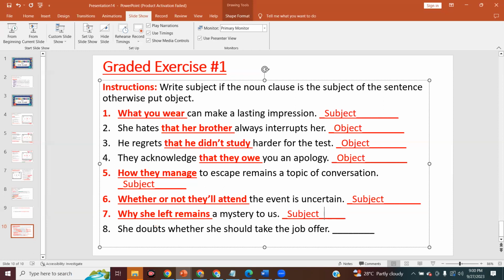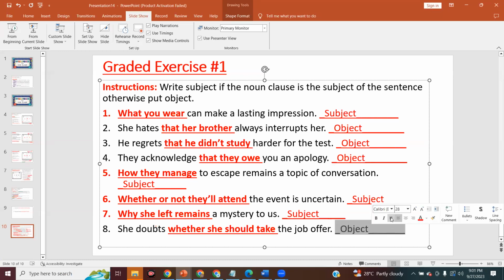All right. Last but not least, she doubts whether she should take the job offer. Object. So what is the noun clause? Doubt. No. Noun clause. Whether she should take. All right. Good. So this is going to be object. Okay. How many persons got this right? I got all right, sorry. I got number 8 wrong. May I get all right?